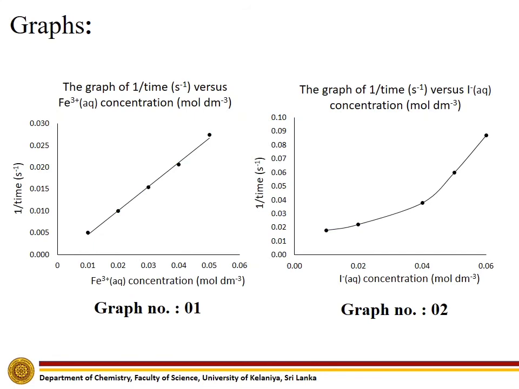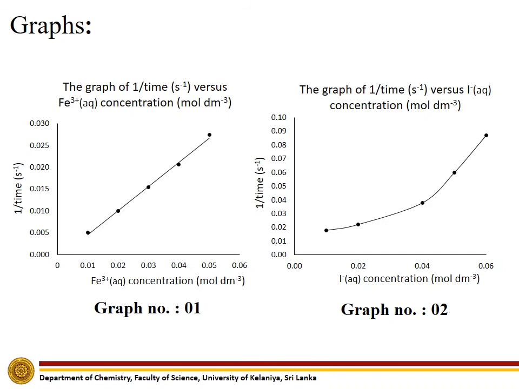As shown in graph number 1, a linear graph is obtained when 1 over time, or rate, is plotted against the ferric ion concentration. This confirms that the reaction is a first order reaction with respect to ferric ion concentration.